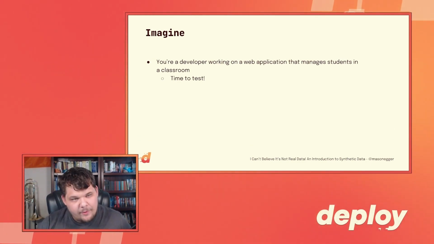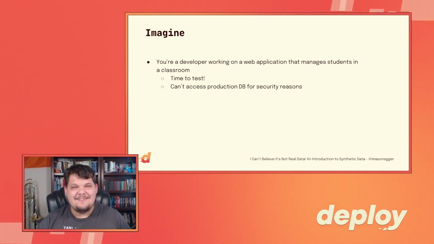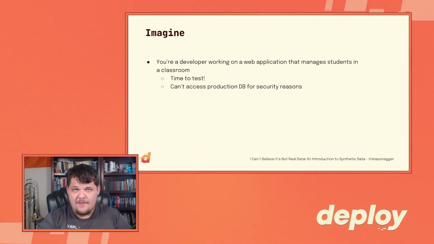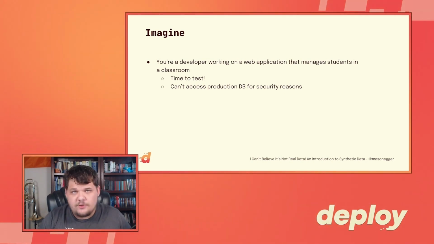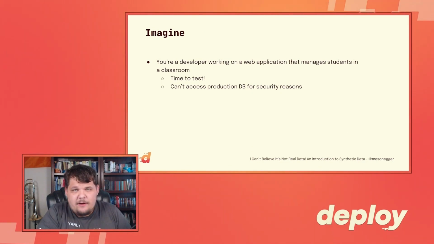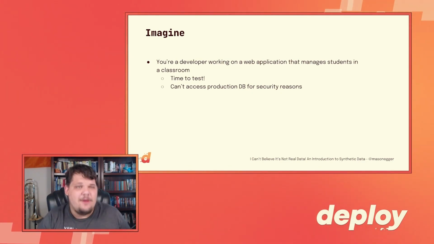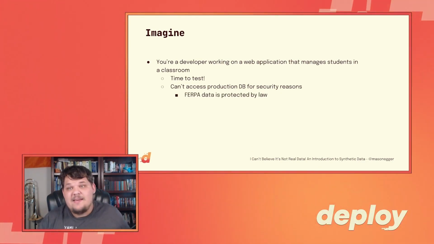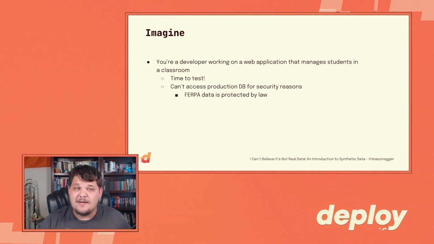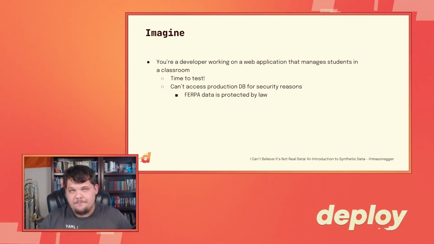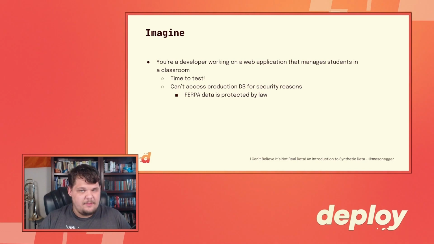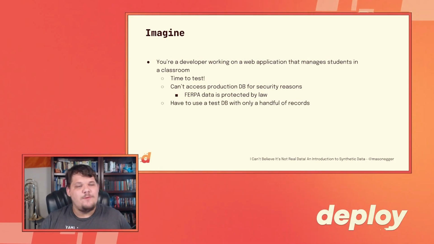Hooray! Everyone's favorite part. But you can't really access any of the production data that already exists, for security reasons. We don't just give access to this database to anybody who wants it. One, because it's not safe. Two, there's laws around it. Student data is protected by something called FERPA, which makes it very difficult and illegal for people to be able to access that data. So you end up having to test this database with only a handful of records.